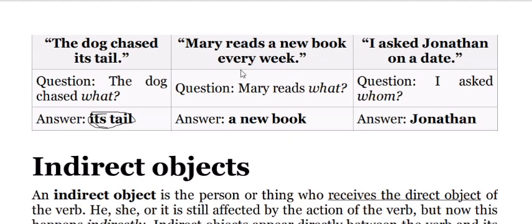Mary reads a new book every week. What does Mary do? Mary reads what? A new book. She reads a new book. I asked Jonathan on a date. I asked whom? Jonathan. Okay.